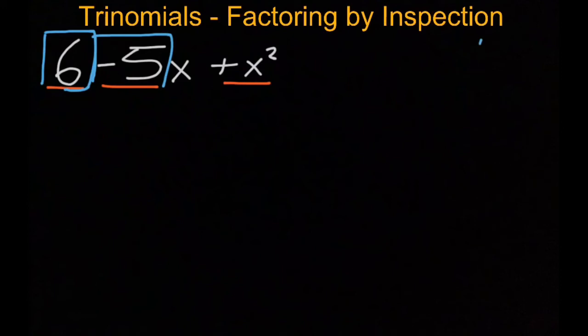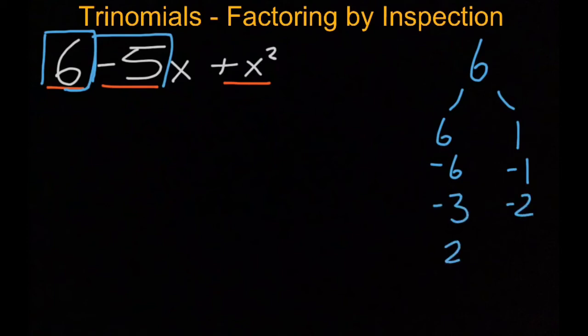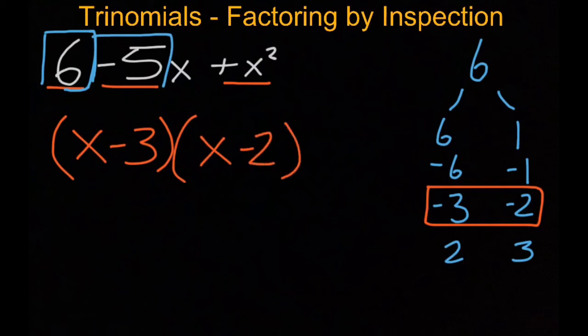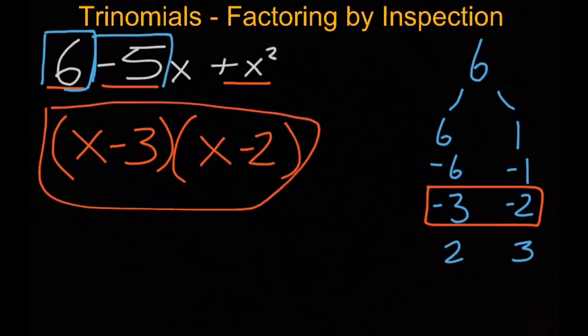Let's make a chart. So for 6, we can have 1 times 6. We can have negative 6 times negative 1. We can have negative 3 and negative 2. And we can have positive 2 and positive 3. So which two numbers here add up to negative 5? It would be negative 3 and negative 2. So we can write out our answer like this. X minus 3 and x minus 2. And this would be our final answer.